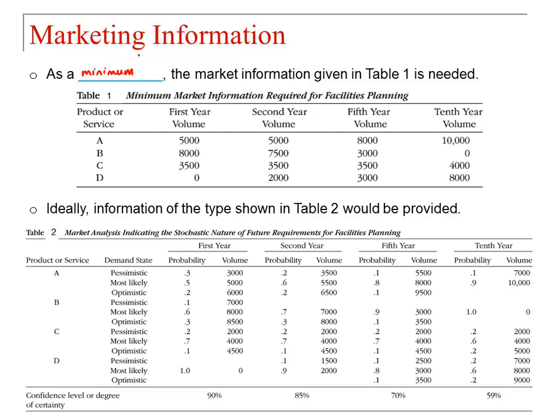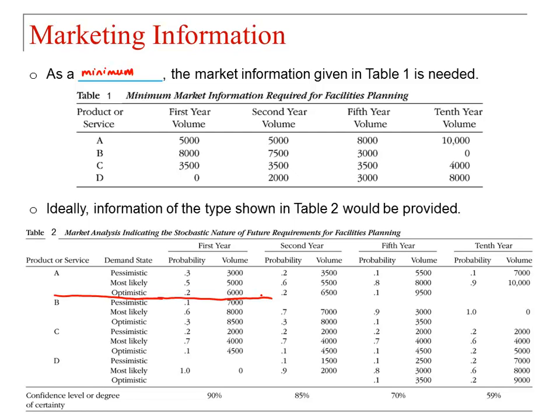So what we are saying is, for product A, for the first year, these are the three possible things that can happen.